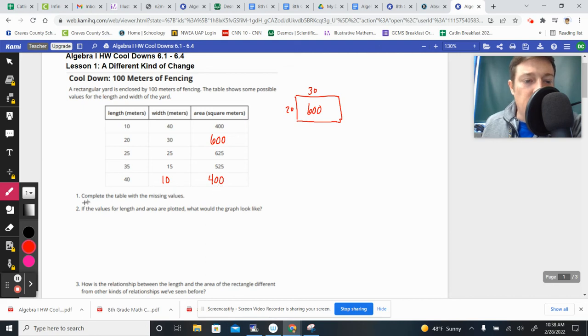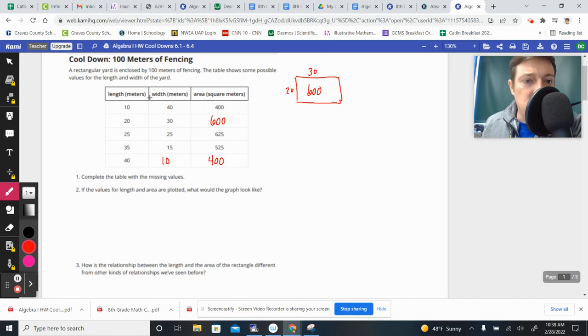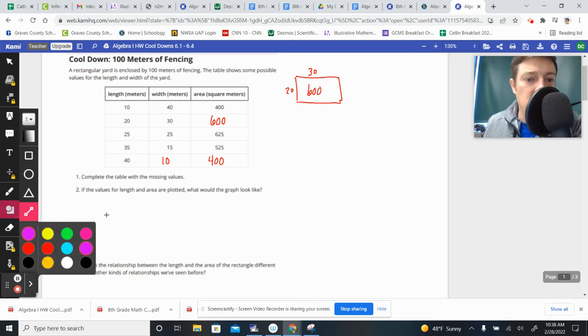Now, the first thing it wants us to do is complete the table for the missing values. So that's pretty simple. We saw the relationships that are there. But what we started to notice today is that this relationship between length and area, when you plot it, it looks different. So, for example, if we were to plot this information here, let's actually do a little graph of it because it asks us to plot it. If we were to graph it, what would the graph look like?